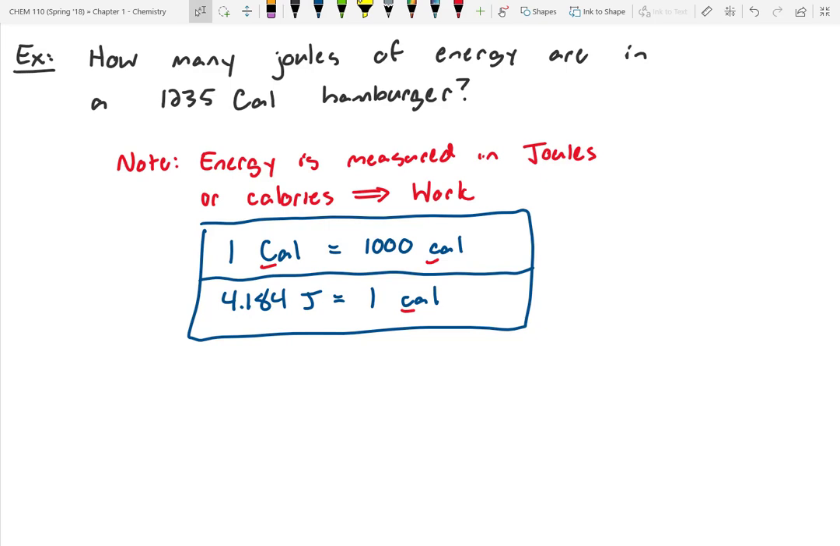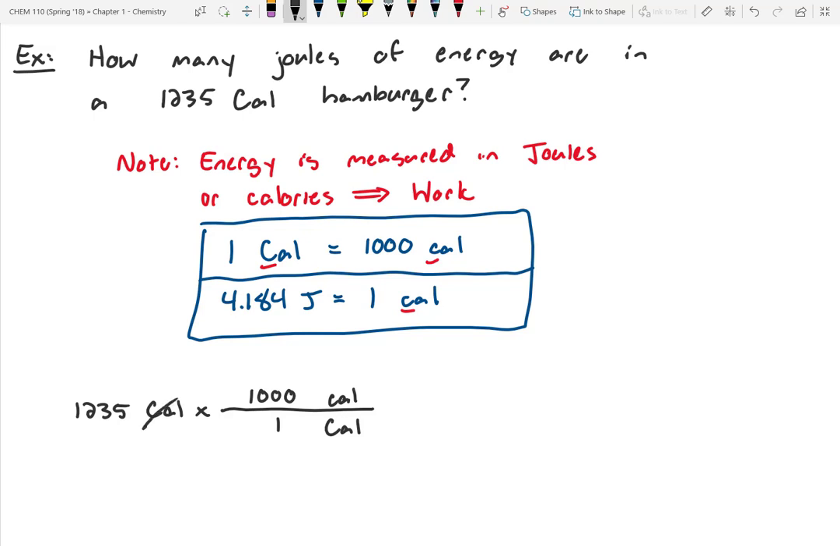All right, let's do this as a class. Again, I like to start out with what we know. We know we've got 1,235 calories with a big C. So 1, 2, 3, 5 calories with a big C. We want to convert this to joules, so we've got to get rid of that calorie unit with the big C. So I'll put that on the bottom. The only unit conversion we have with the big C calorie is the one on top, right? So we can convert big C calorie to little c calorie, and we know that there are 1,000 calories in 1 big C calorie, right? Looks good.